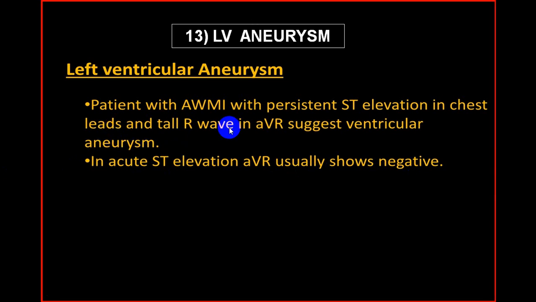So a patient with an anterior wall MI will have a persistent ST segment elevation in the leads and a tall R wave in AVR suggestive of ventricular aneurysm. So if a person who already had an anterior wall MI has an ST segment elevation with T wave inversion and there is a tall R wave in AVR, it will suggest ventricular aneurysm.